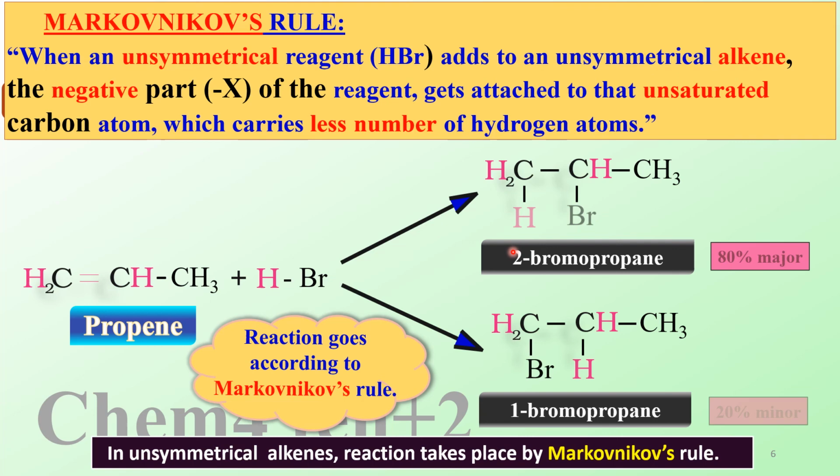There are various reasons to get the major product as 2-bromopropane. The first reason is that addition according to Markovnikov's rule follows an ionic mechanism. The second reason is that the secondary carbonium ion is more stable than the primary carbonium ion. Thus, Markovnikov's rule can be understood.